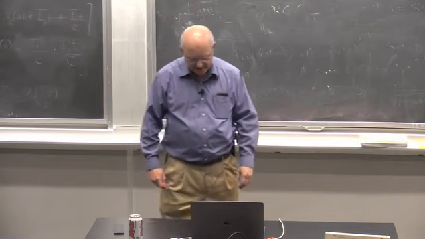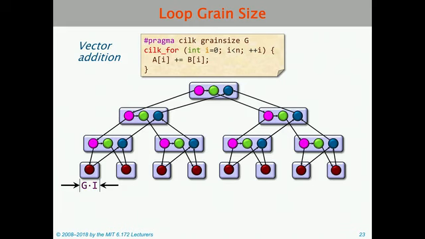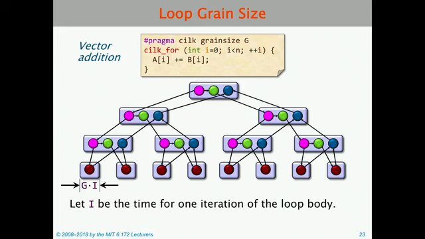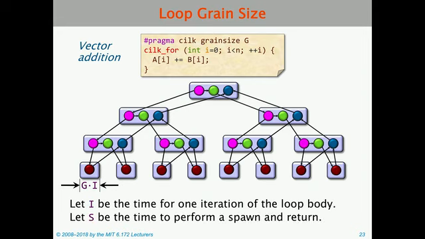So let's analyze this a little bit. So let's let I be the time for one iteration of the loop body. Okay, so this is I for iteration, of this particular loop body. So basically, the cost of those three memory operations plus an add. Okay, and G is the grain size. Okay, and now let's take a look at another variable here, which is the time to perform a spawn and return. Okay, I'm going to call it S, for spawn return. This is basically the overhead for spawning. Okay.